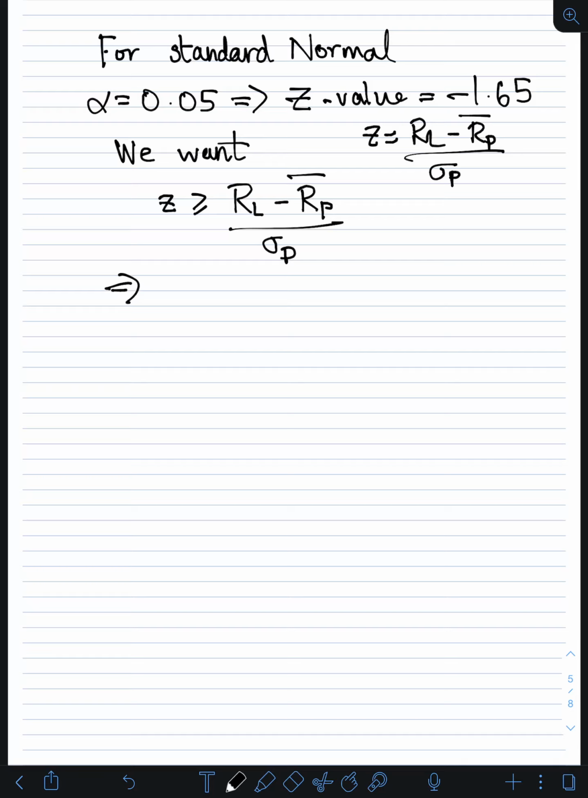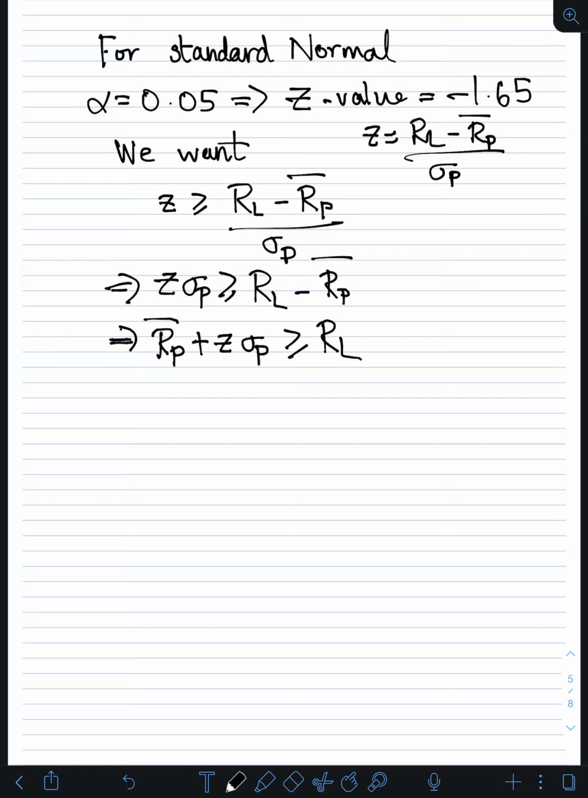Now if you bring the sigma P up to the top with the z, we have z times sigma P is greater than or equal to RL minus RP bar. Nothing has changed here. We're still in the same equation. Now we'll bring the RP bar over as well. So it says RP bar plus z times sigma P is greater than or equal to RL. What did I do? I just brought this over here. It had a negative sign before. Now it becomes a plus.